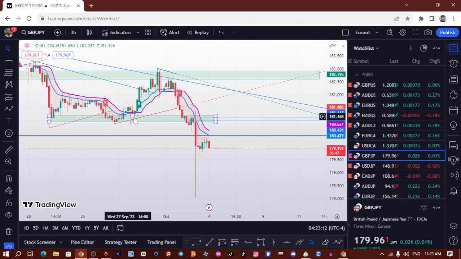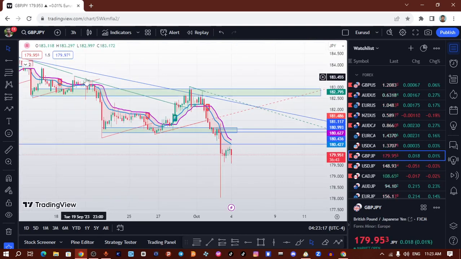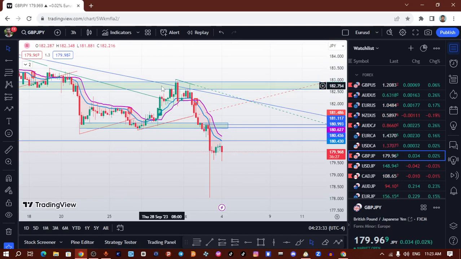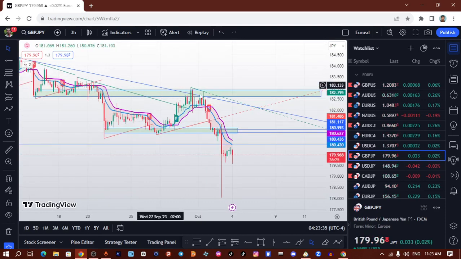And as you can see here, the price made a higher high but never broke this, showing us that we are in a downtrend. If this was broken to the upside, then we'd be looking for a retest down here, and then we'd enter a buy. Stop loss will be down there. But that never happened, which means we are still bearish.